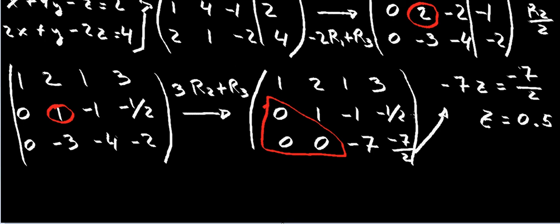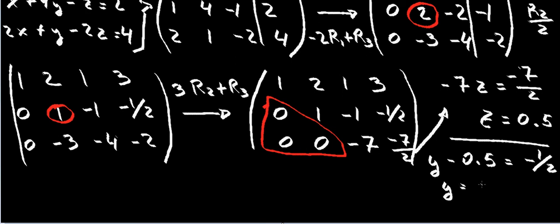Now we're going to the second row, and we know that, I'm going to put a line here, y minus z, which is 0.5, equals minus a half. So y is equal to minus a half plus a half, so it's equal to 0.